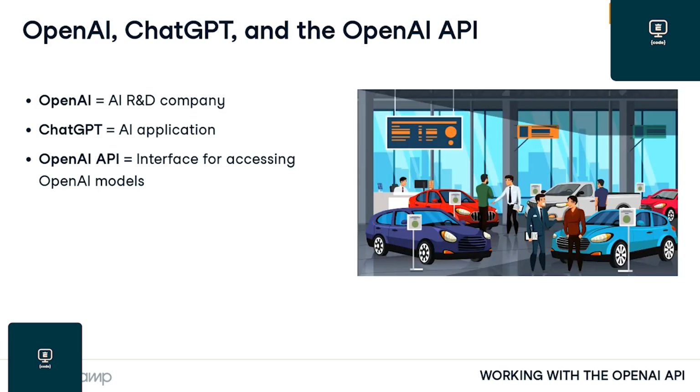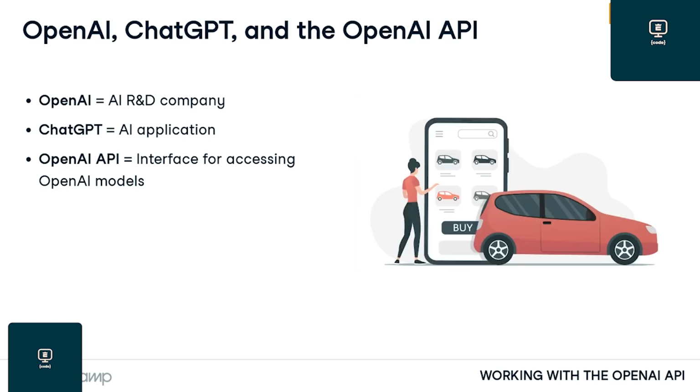If OpenAI was a car manufacturer, ChatGPT would be their shiny new sports car that people can walk into a dealership and test drive. The OpenAI API would be like the system customers could use to customize and order any car from the manufacturer's catalog.